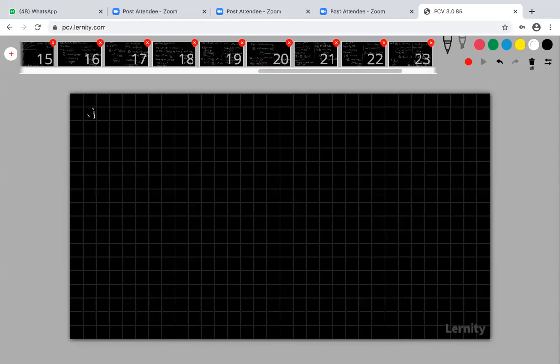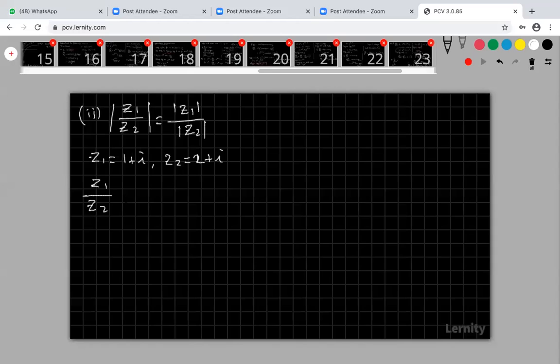Come to the second result. My second result is modulus of Z1 by Z2 is equal to modulus of Z1 by modulus of Z2. Take the same example: Z1 is 1 plus i, and Z2 is 2 plus i. What is my Z1 by Z2? Division of two complex numbers is nothing but Z1 into 1 by Z2.